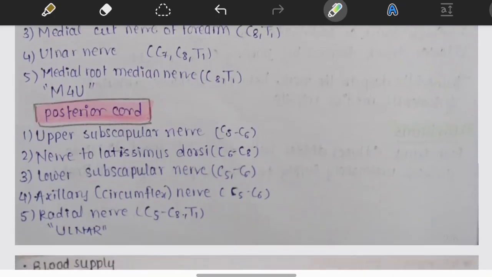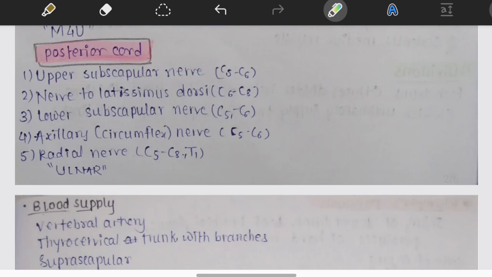Then the posterior cord: upper subscapular nerve, nerve to latissimus dorsi, lower subscapular nerve, axillary nerve, and radial nerve. Remember, the radial nerve is formed by all the roots of the brachial plexus, meaning its root value is C5 to C8 and T1. So it is formed from all the roots of the brachial plexus. It is the biggest nerve in the brachial plexus.